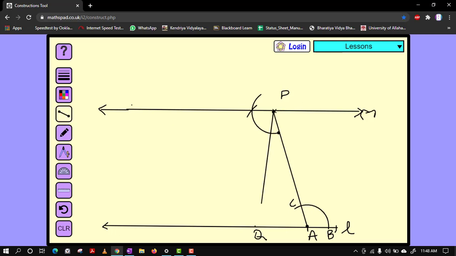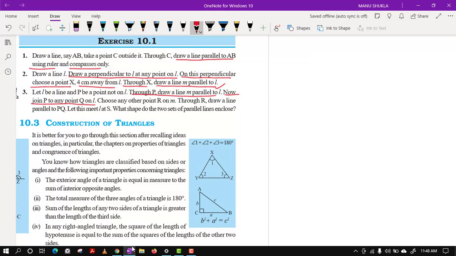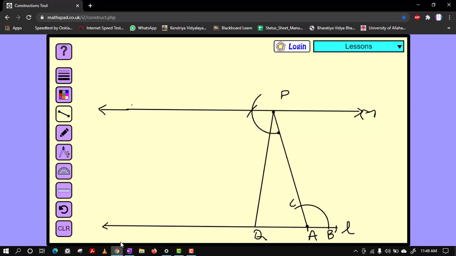So now this is the third part of the question. We have joined PQ. I hope at this point everything is clear. So we have done this thing. Now join P to any point Q on L. Choose any other point R on M. Now we will choose any other point R on this line. Suppose I take this R somewhere here.